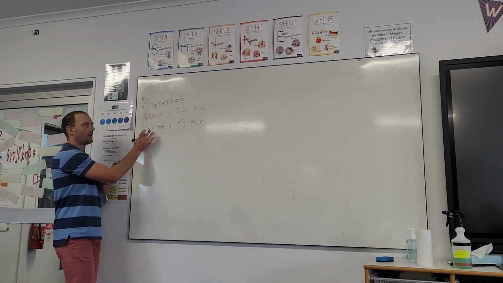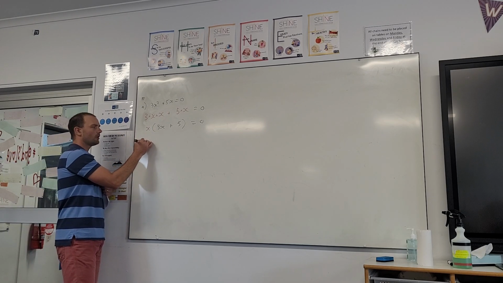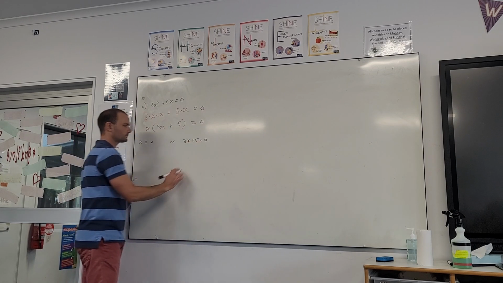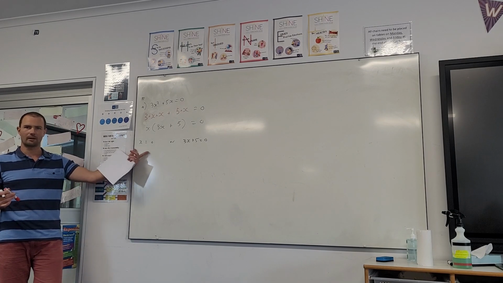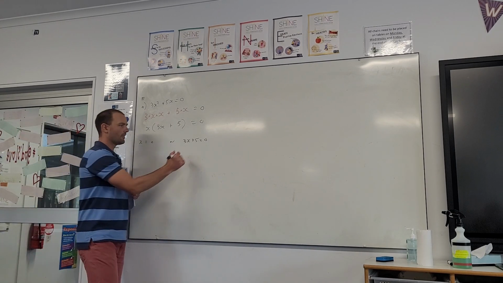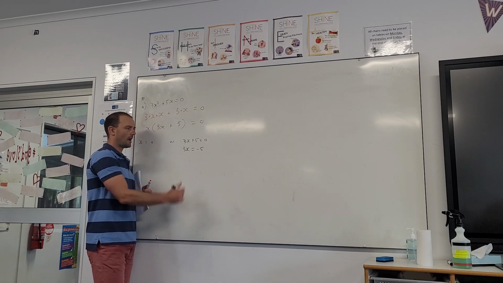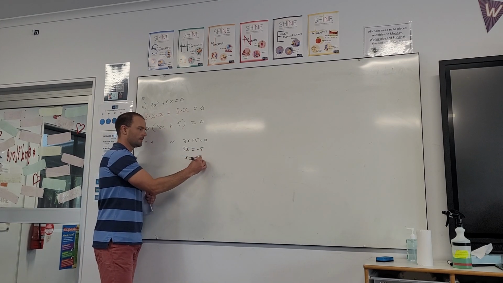And then we're just going to apply the null factor law. Either x is 0 or 3x plus 5 is 0. Alright, so we've already got one of the solutions there. X is 0. And then if we solve this one, we'll take 5 from both sides. And then we'll divide both sides by positive 3.